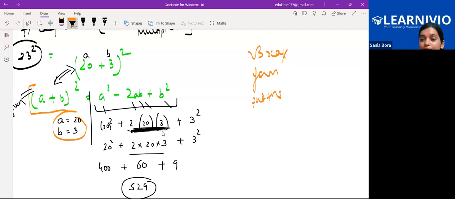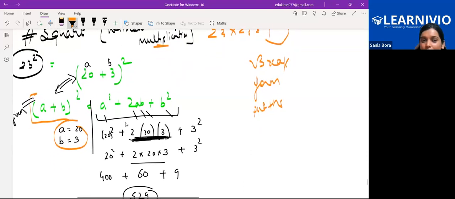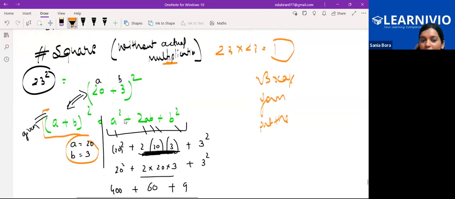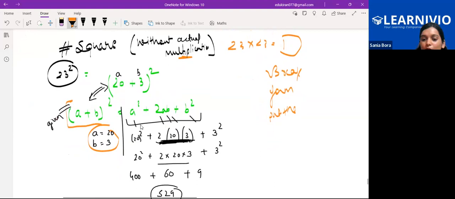Ma'am, the question says do not do calculation, right? No, they say do not do actual multiplication. That is, multiply 23 with 23 and get an answer. Not calculation, multiplication. Actual multiplication means 23 multiplied by 23, and writing the answer. Okay, ma'am. You have to do it this way. So everybody will quickly write it down and put the heading: Finding square without actual multiplication. Copy it. Then I'll give you one question quickly.